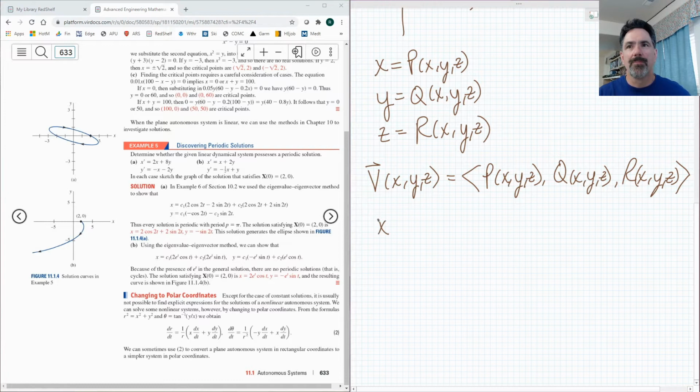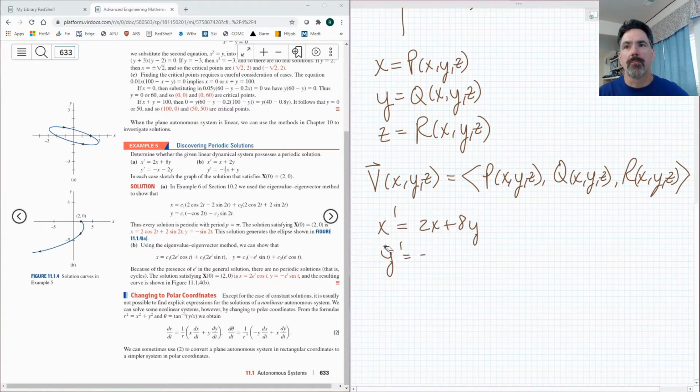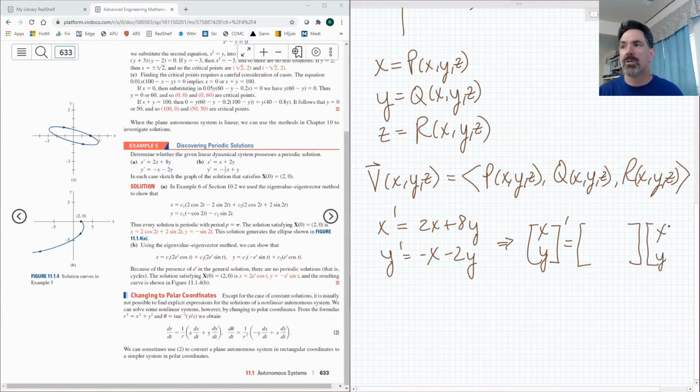Both x prime equals 2x plus 8y and y prime is equal to, whoops, these are not vectors, sorry. These are just the variables x and y. This is equal to minus x minus 2y. This can be written in matrix form as (x, y) prime is equal to some set of coefficients multiplied times the vector of unknowns, which is the vector (x, y). And of course those coefficients are 2, 8, negative 1, negative 2.